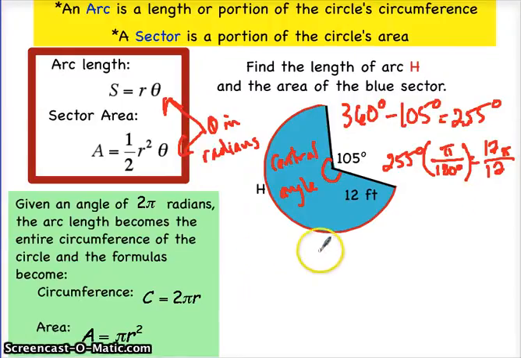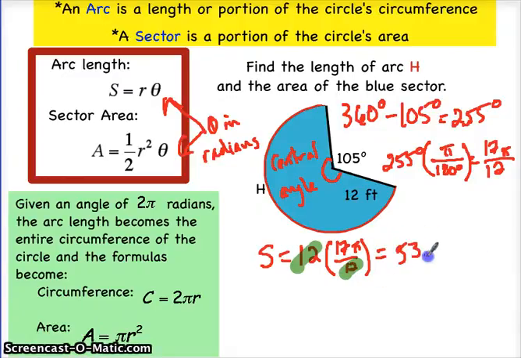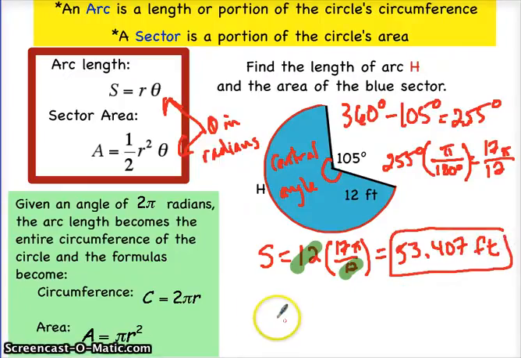So now we can use our formula to find arc length first. Arc length, again, is radius times radians. So the radius of our circle, 12 feet, times our central angle of 17 pi over 12. Nice part is we've got a 12 on the outside, 12 on the bottom. So if we find 17 pi, or 53.407 feet, we have our arc length.